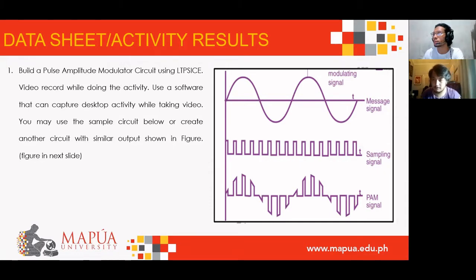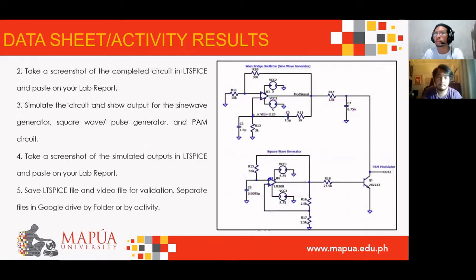So for this figure, you can see the message signal, the sampling signal, and the pulse amplitude modulation signal. Step 2 is to take a screenshot of the completed circuit in LTSpice and paste on your lab report. Step 3, simulate the circuit and show output for the sine wave generator, square wave or pulse generator, and PAM circuit. Step 4 is take a screenshot of the simulated outputs in LTSpice and paste on your lab report.